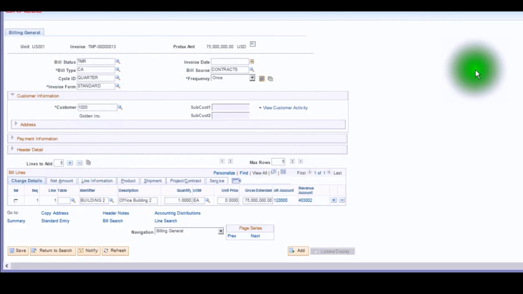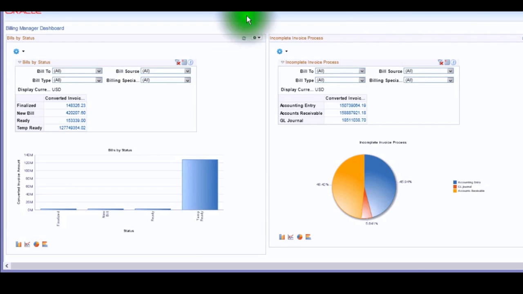How did we get here? We got here directly from the chart. So that's a big benefit of having, again, integrated pivot grids where we can drill from the grids into PeopleSoft. Another one of the pivot grids in the Billing Manager dashboard is the incomplete invoice process. Now, I love this chart because revenue recognition bottlenecks just jump out at us very quickly with colorful charts instead of being buried in spreadsheets.